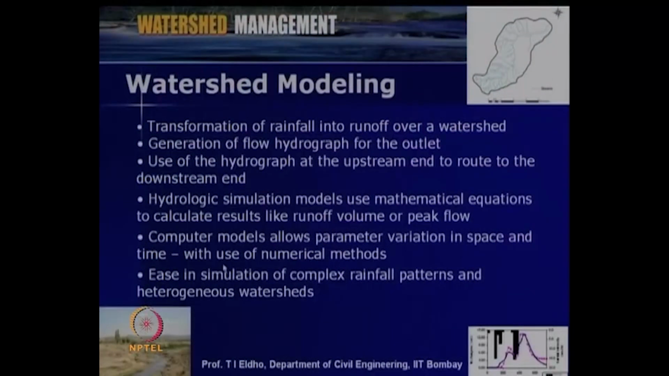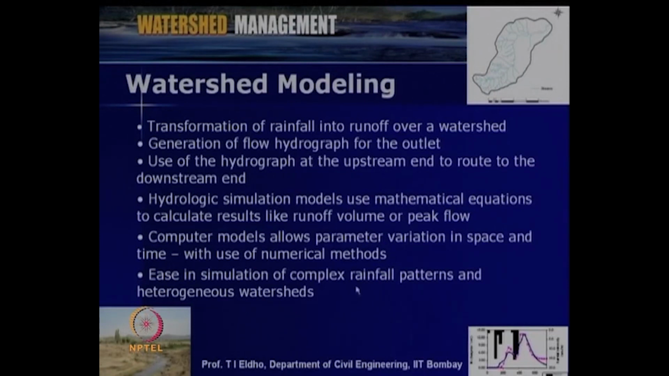and then we apply the boundary condition to get a solution. The main purpose is ease in simulation of complex rainfall patterns, by considering the various heterogeneity of the watershed. As we discussed, the various processes or parameters within the watershed are very heterogeneous and vary from one point to another point.